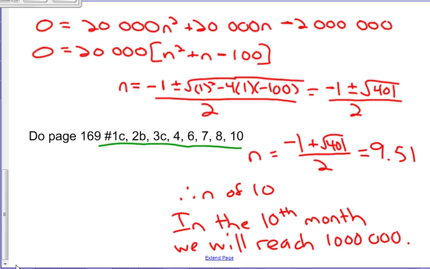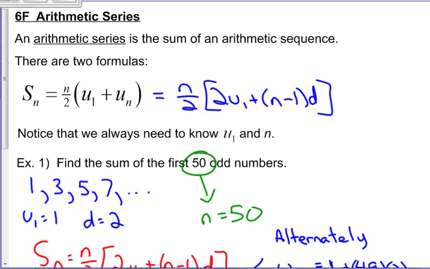That's the end of sequences and series. The main thing here is that there are two different formulas for arithmetic sequences, for arithmetic series, and that you use whichever one corresponds to what you know in the question.